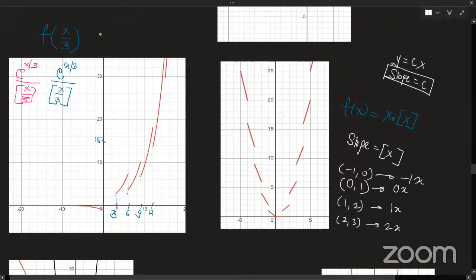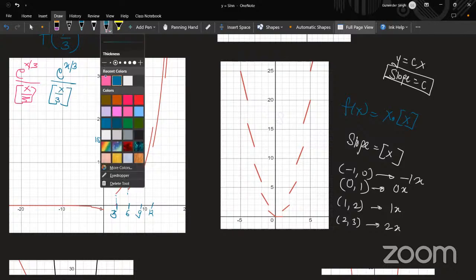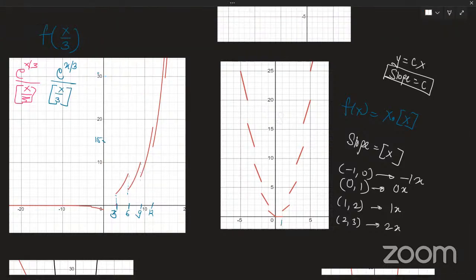So you can see here, between 0 and 1, just a second. See, this is my 1, this is 2, this is 3, this is 4. This is -1, this is -2, this is -3. You can see between 0 and 1, it is behaving like 0x. So 0x is basically 0, so it lies on the x-axis at 0. You know what is meant by slope 0? Slope 0 means parallel to the x-axis.